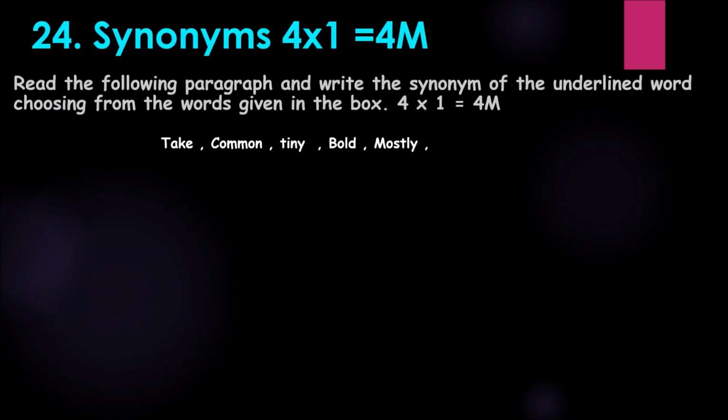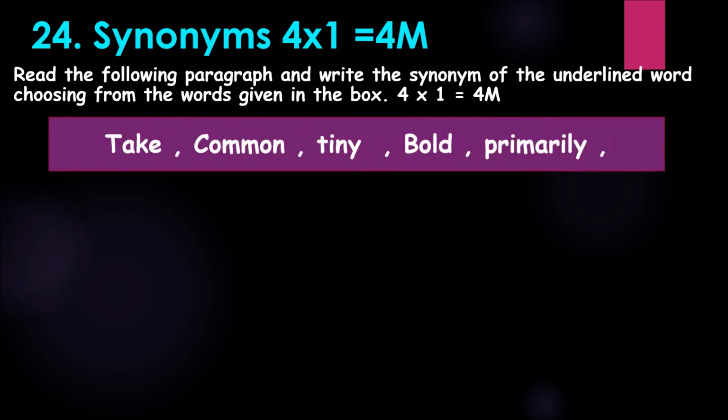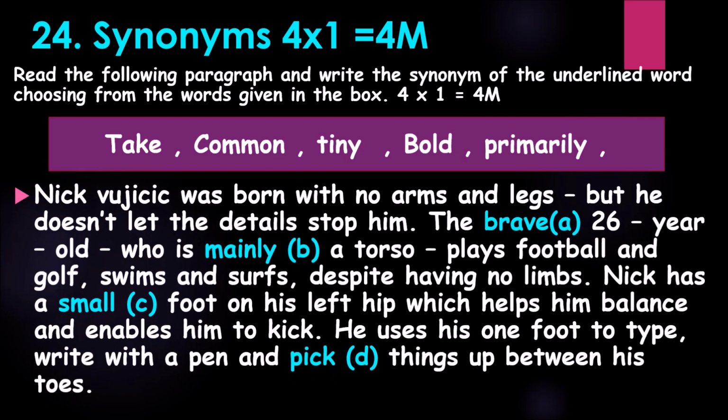Now let's see the first question. Question number 24. Read the following paragraph and write the synonym of the underlined word, choosing from the words given in the box. So here is the box for you. Take, common, tiny, bold, primarily. Now let's look at the paragraph. Read the paragraph and try to read the words given in the box and the words underlined or highlighted.